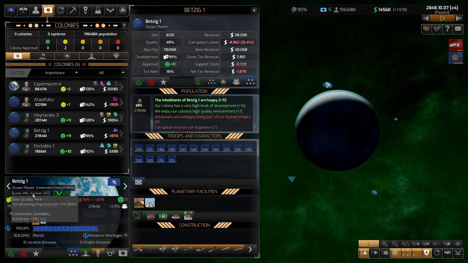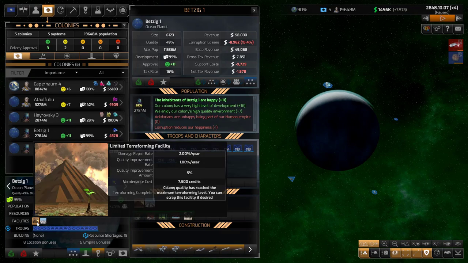In addition, and we'll talk about this in the next part of the video, you can also raise the suitability by the race. All of these things are going to improve your income. But right now, I just want to talk about deleting this. So I'm going to delete this terraforming facility.